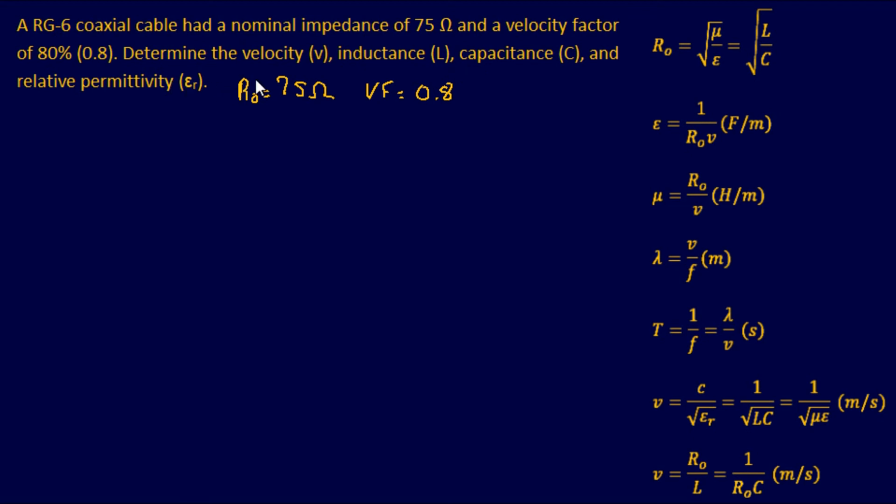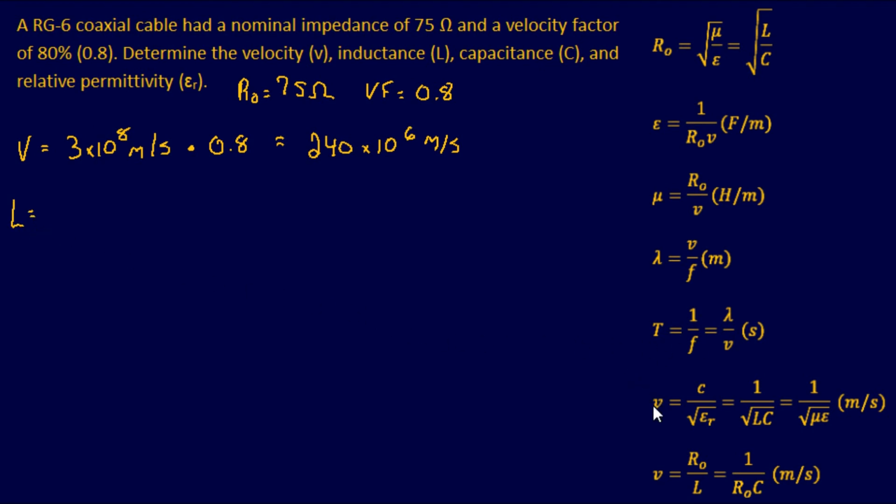Let's find the velocity. Like we talked about earlier, velocity is the velocity factor times the speed of light. So for this one, the actual velocity is going to be 3 times 10 to the 8 meters per second multiplied times the velocity factor, which is 0.8. So it gives us a velocity of 240 times 10 to the 6, and that's going to be in meters per second. So that's relatively easy. As long as you memorize the speed of light, knocking transmission lines out is not too hard. Alright, so now we can find inductance, L.